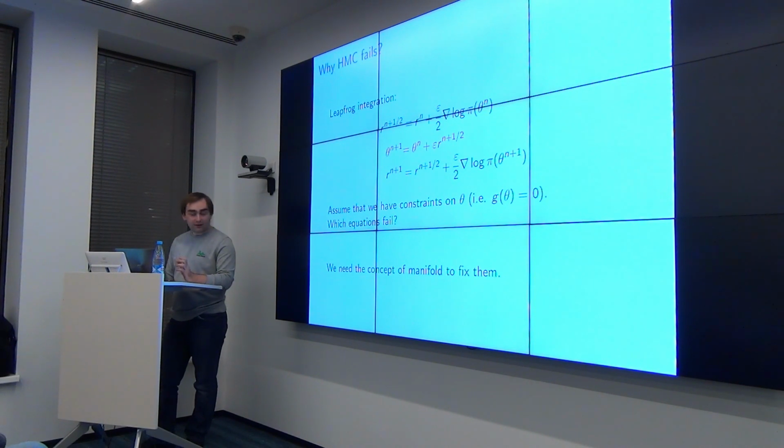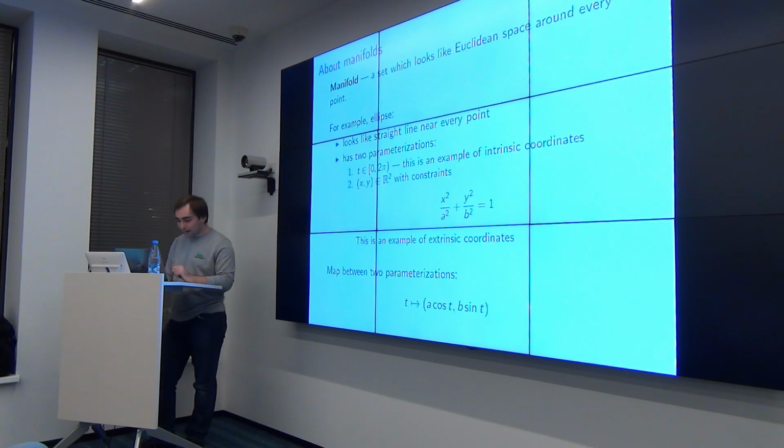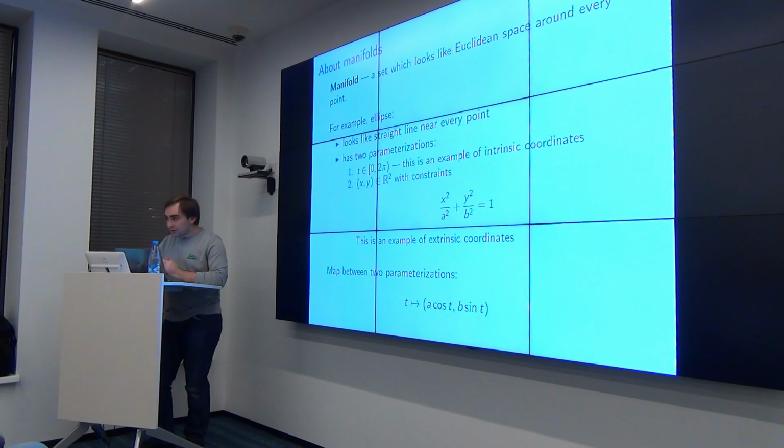And so we need some concepts from Riemannian geometry to fix these equations. And it's quite beautiful and not too hard to understand, I think. So let's dive in. The central object in Riemannian geometry is the so-called manifold. Informally speaking, it's a set which looks like Euclidean space around every point.